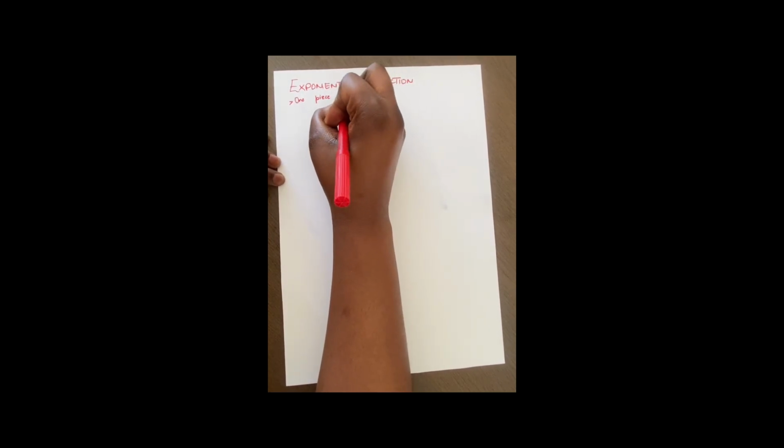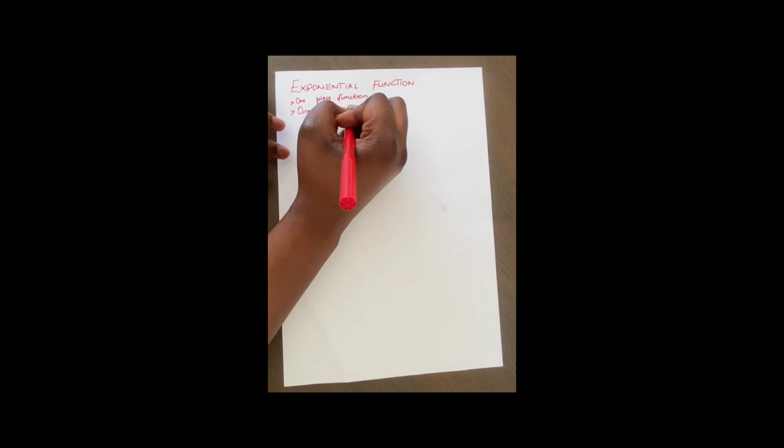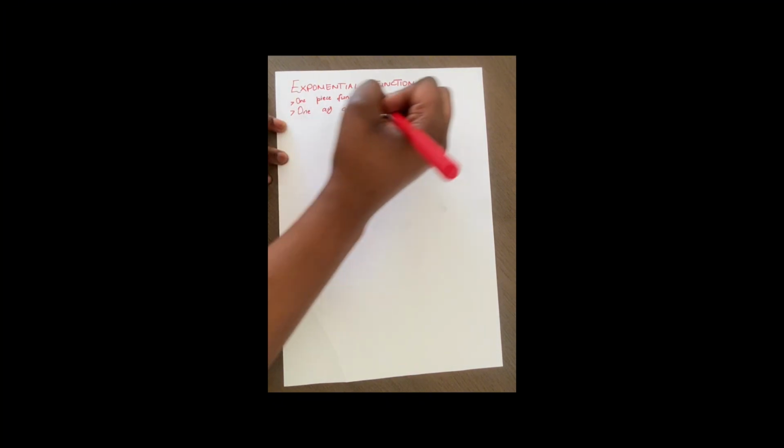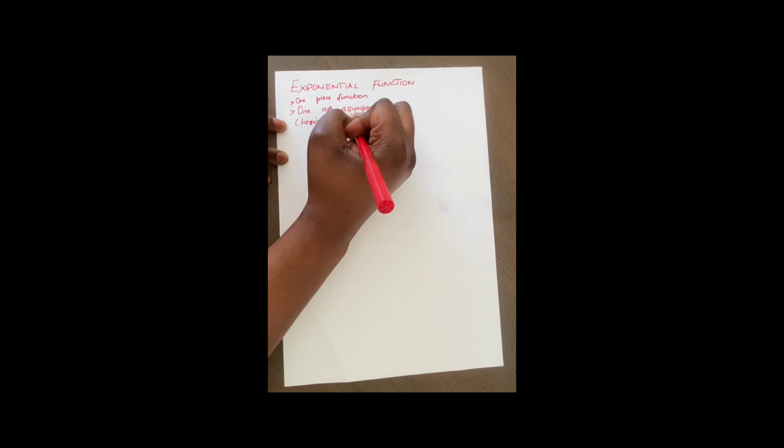One piece function, okay? It has only one asymptote. One asymptote, which is your horizontal asymptote. Let me just write it here. Horizontal asymptote.